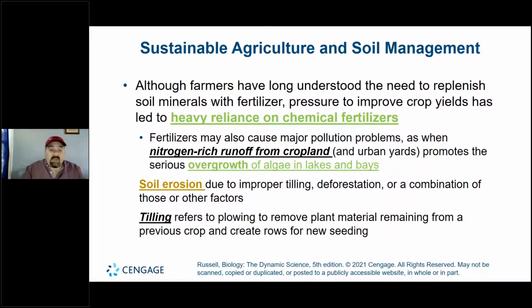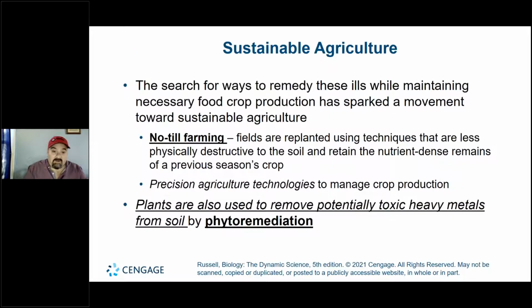So erosion and the management of the waters that do come down as far as precipitation, very important. You see here, no-till farming, this is interesting. The search for ways to remedy these ills while maintaining necessary food crop production has sparked a movement towards sustainable agriculture. So no-till farming: fields are replanted using techniques that are less physically destructive to the soil and retain the nutrient-dense remains of a previous season's crop. That's interesting, right? Precision agricultural technologies to manage crop production.